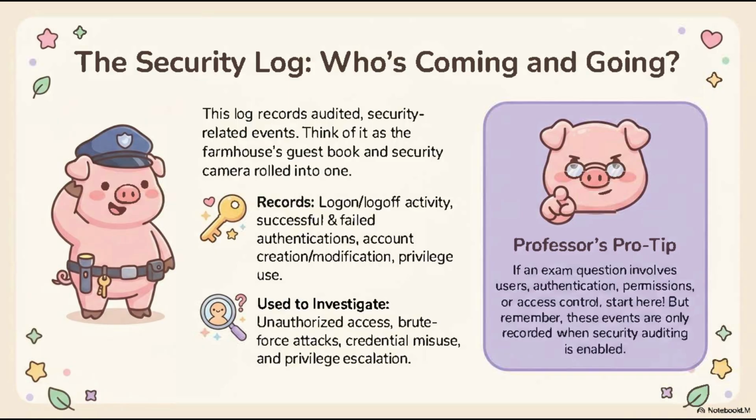The Windows Security Log records audited security-related events. This includes log-on and log-off activity, successful and failed authentication attempts, account creation and modification, and privilege use or elevation. This log is used to investigate unauthorized access, brute force attacks, credential misuse, and privilege escalation. If a question involves users, authentication, permissions, or access control, start here. These events are only recorded when security auditing is enabled.